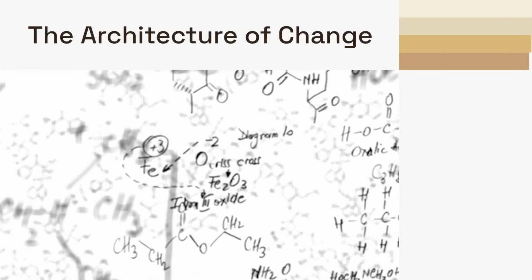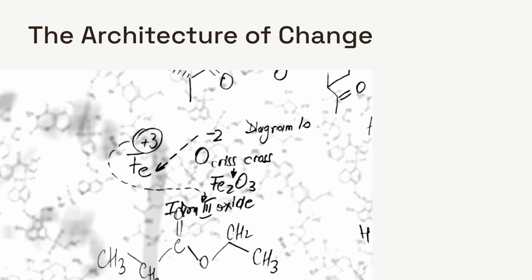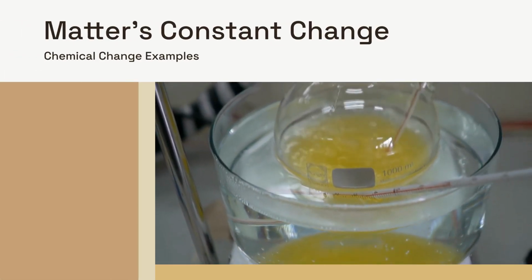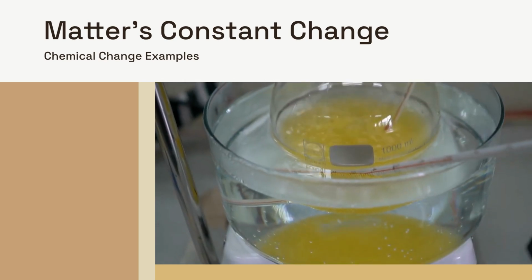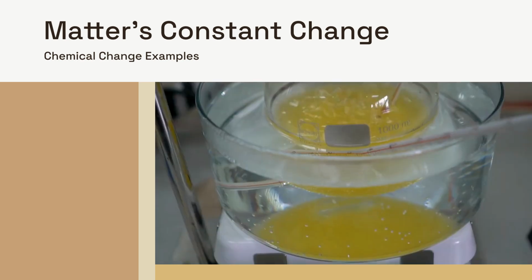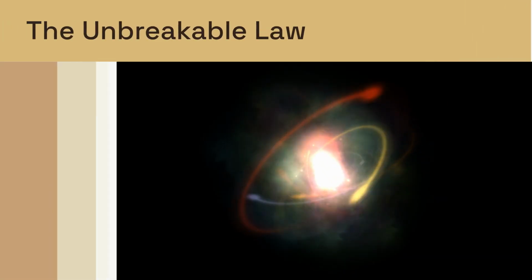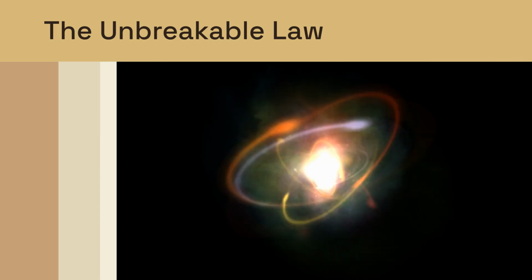Welcome to the Architecture of Change, your blueprint for understanding chemical reactions and equations. Matter is constantly transforming all around us. From an iron nail rusting to cooking food, these are examples of chemical changes where the fundamental nature of a substance transforms. The foundation of all chemical reactions is an unbreakable law, the law of conservation of mass.